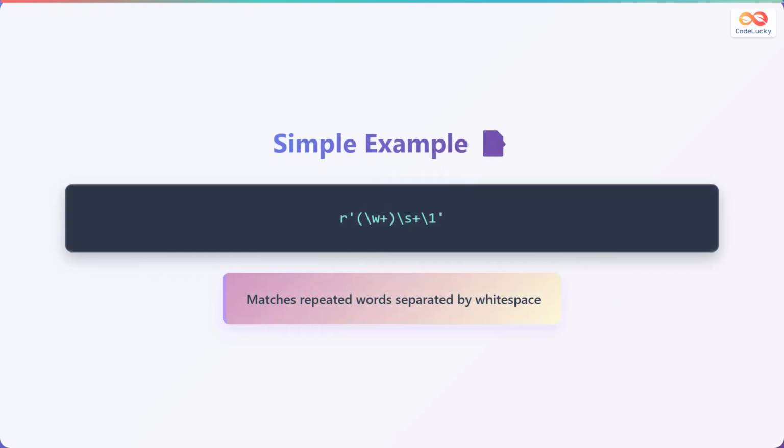Let's look at a simple example. The regular expression (\w+)\s+\1 matches repeated words separated by white space. Here, \w+ captures one or more word characters into group 1. Then \s+ matches one or more whitespace characters. Finally, \1 is the backreference that refers back to the content captured in group 1, ensuring that the same word is repeated. For example, this regex would match hello hello or bye bye.